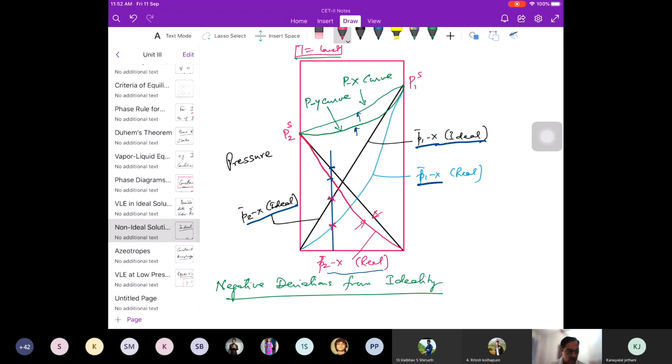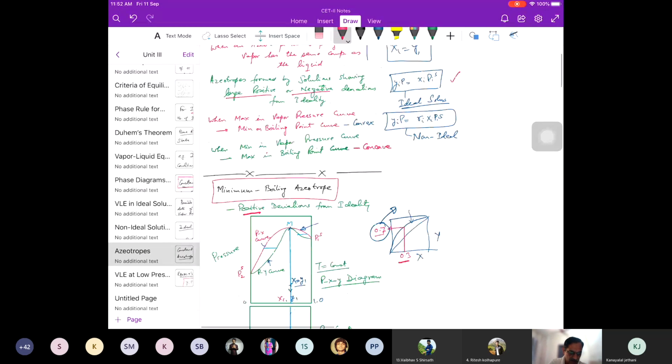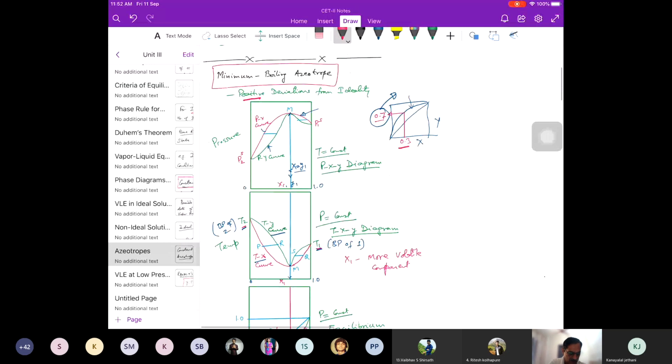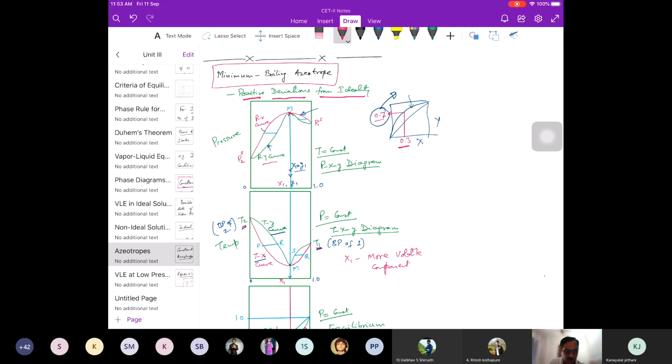Okay. So if you understand this, now let us go to azeotropes. If you plot pressure versus x1 for solutions with positive deviations from ideality, you'll get this type of curve. The upper one is the Px curve and the lower one is the Py curve. And these intersect at this point, which is the azeotropic composition.